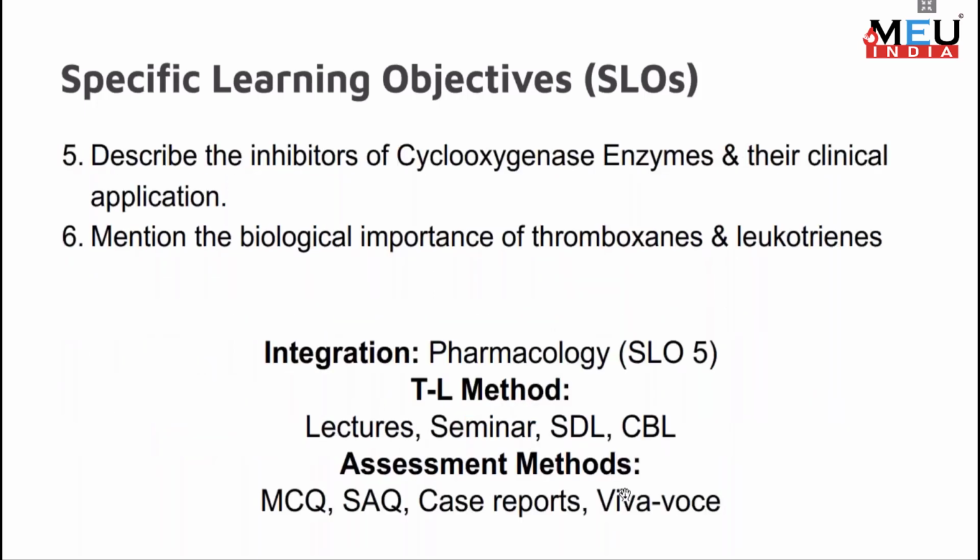Describe the inhibitors of cyclooxygenase enzymes and their clinical applications. Mention the biological importance of thromboxanes and leukotrienes. The integration for this SLO can be done with pharmacology, SLO 5. Teaching learning methods will be lectures, seminars, SDLs, and case-based learning. Assessment methods can be done using MCQs, SAQs, case reports, and viva.